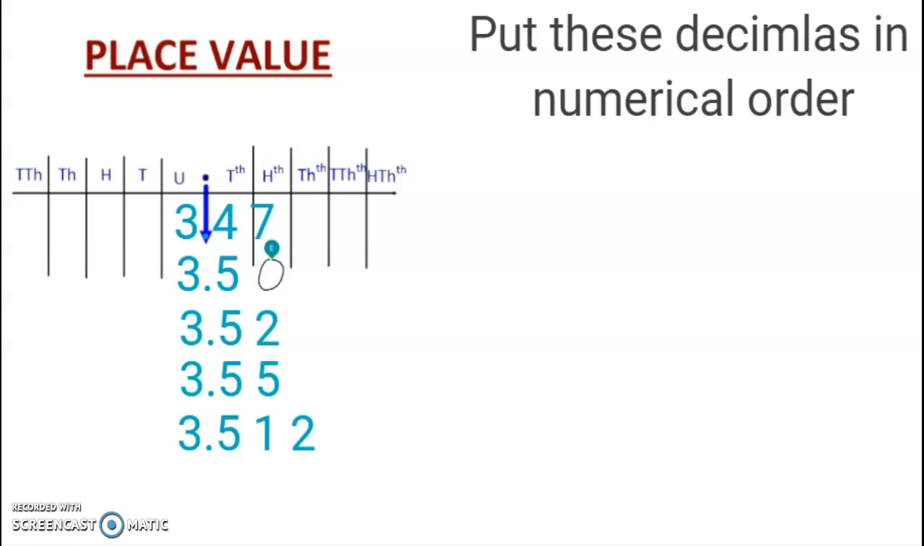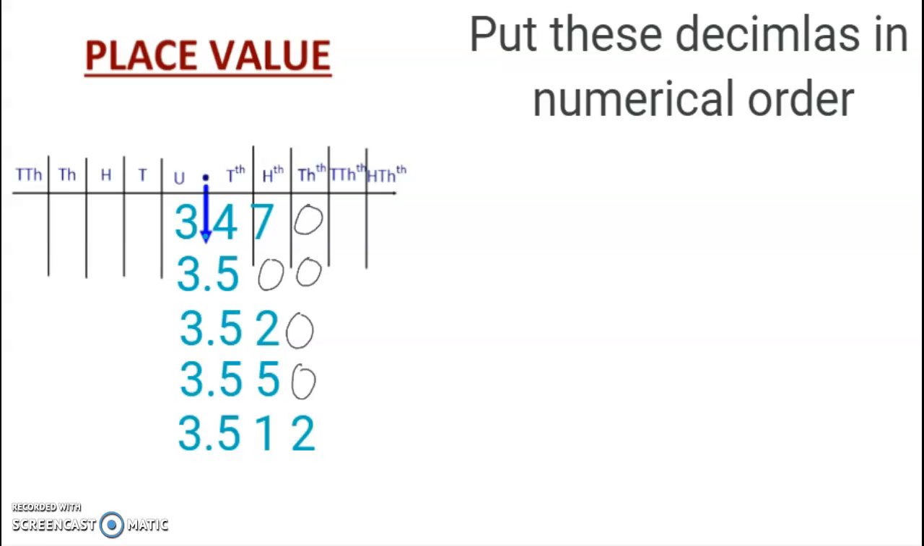Are they all the same length now? Oh, no. Look at that last one. That one's got 3 numbers after the decimal point, 3.512. So I'm going to have to put some zeros. That one's going to have to have 2 zeros. Some 0 place value holders in there. Now I've done that, I can see a bit better the order of my decimals. So they're all 3 point something. Which one is the smallest?